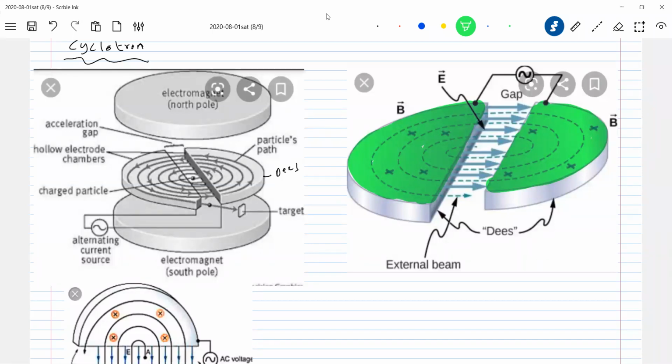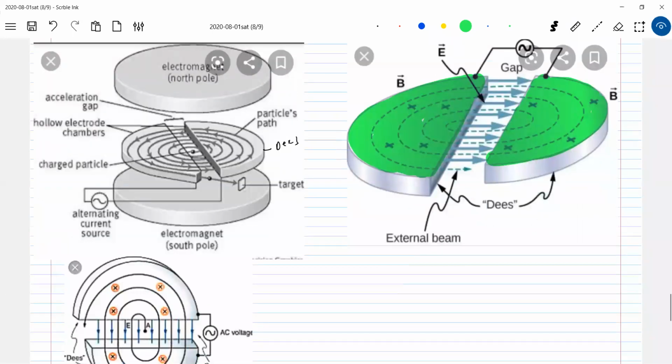How does it appear? Like a capital D. Therefore they are called Ds. What is our main purpose? I should get a high speed moving charged particle.